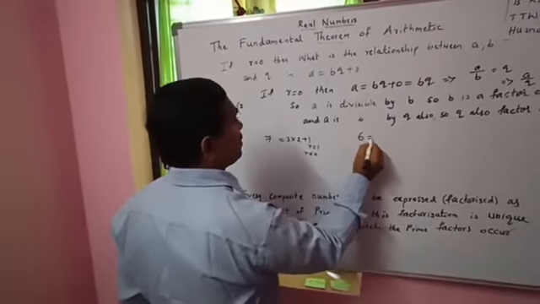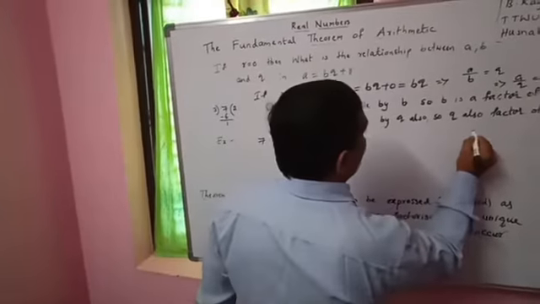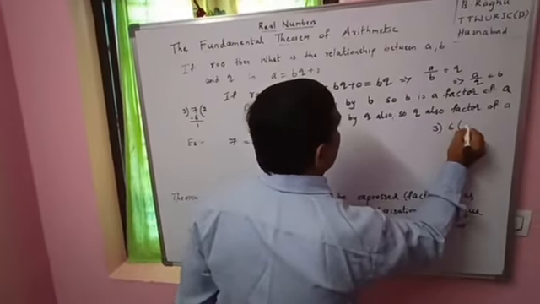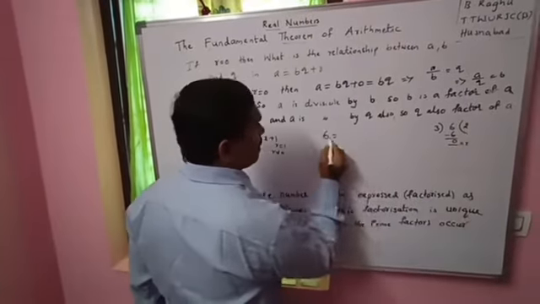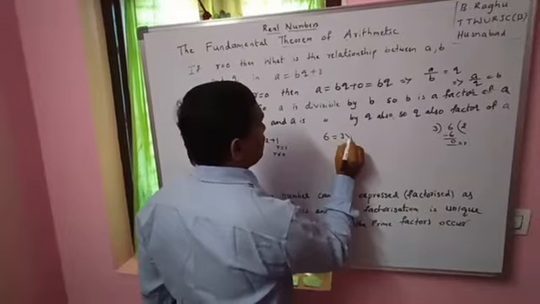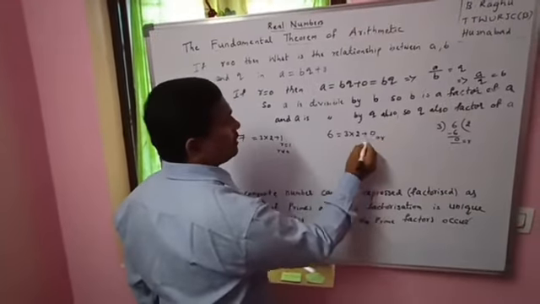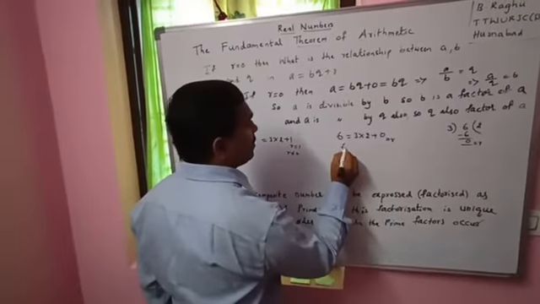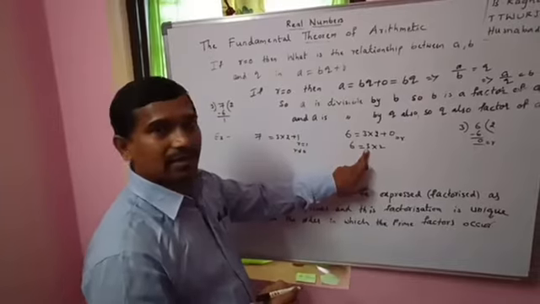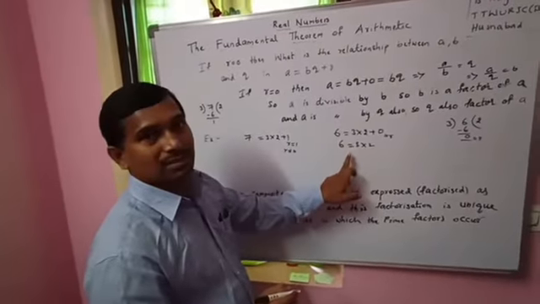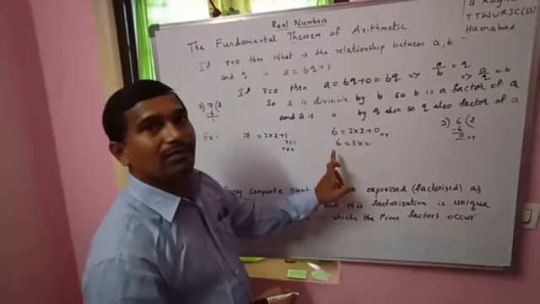If you take 6, 6 divided by 3. 3 twos are 6, 6 minus 6 is 0. Here what is the R value? 0. 6 can be written as 3 into 2 plus 0. So with R value 0, 6 is 3 into 2. So here 6 is divisible by 3, so 3 is a factor of 6. And 6 is also divisible by 2, so 2 is also a factor of 6.